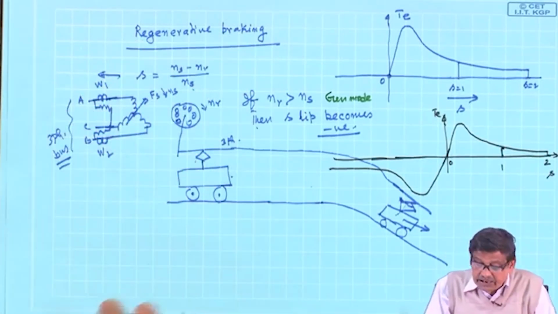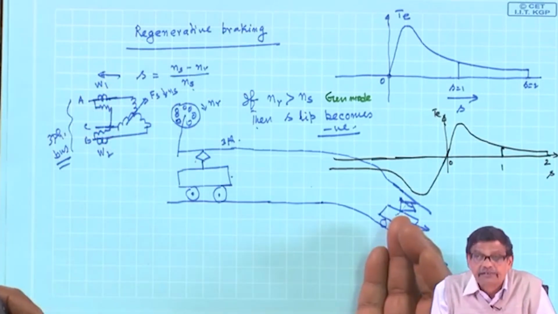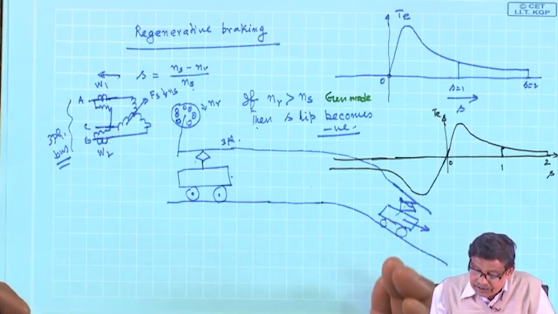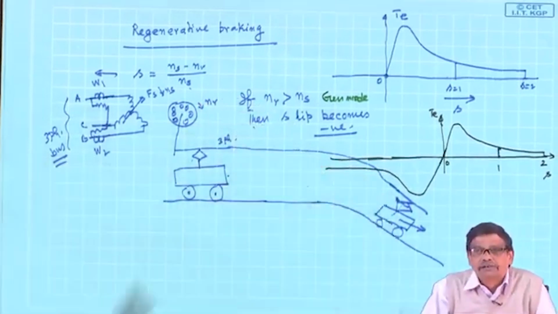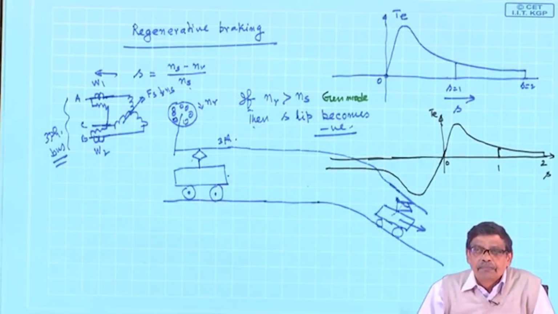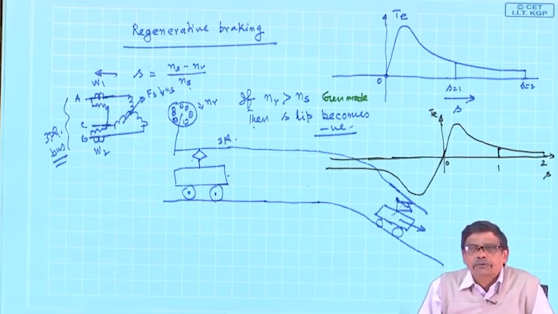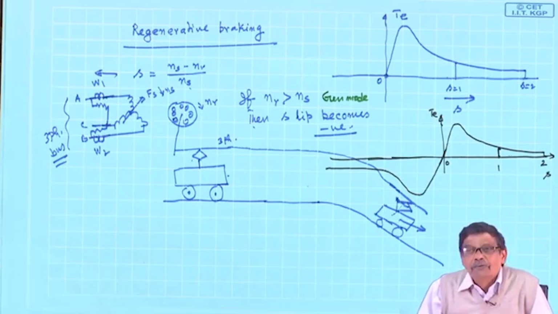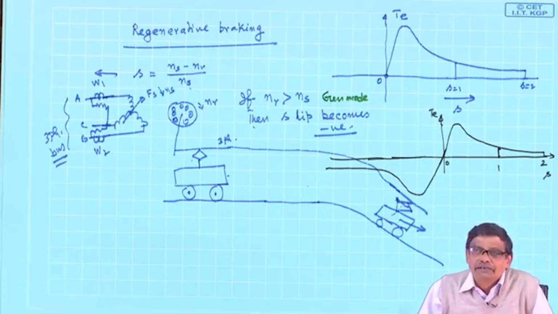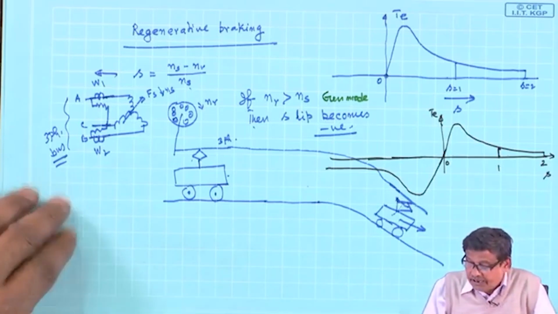The term regenerative means this machine acts as a generator now; it regenerates power and feeds it back to the supply bus. But as I told you, with the advent of power electronic devices, the way you now execute braking may also be changed. I will give you a simple idea.